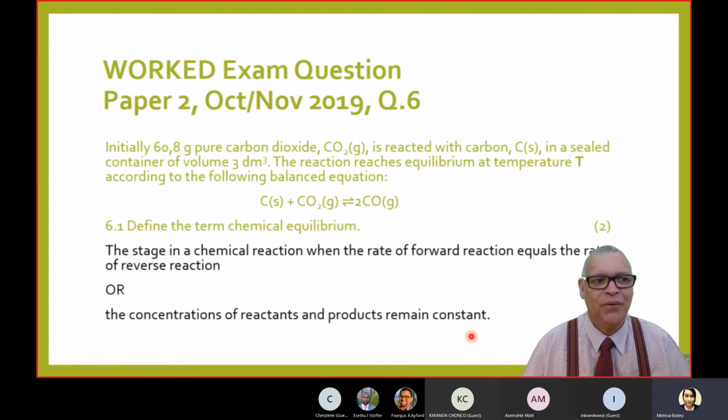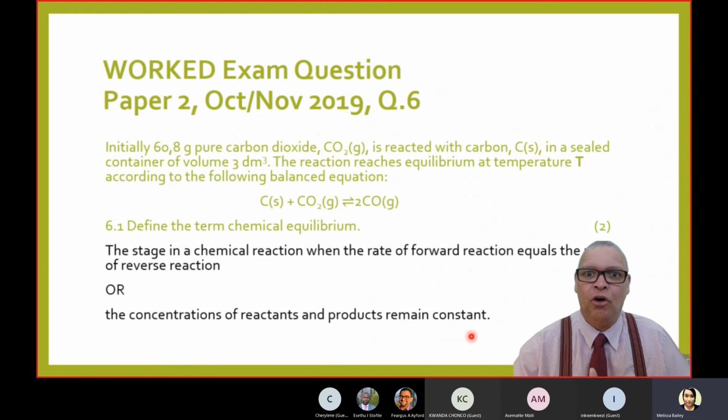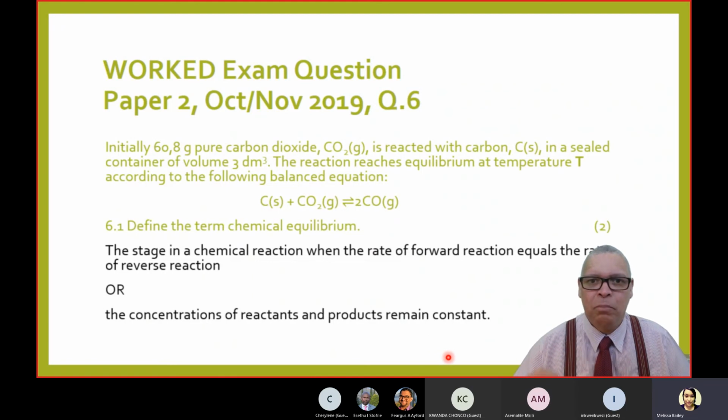Yes, you know you do. Here's the answer. It's the stage in the chemical reaction when the rate of the forward reaction equals the rate of the reverse reaction. Very important. Or you could say where the concentration of the reactants and the products remain constant. Grade 12s, that's a very important definition. Remember, the theme of our lesson this morning is chemical equilibrium.